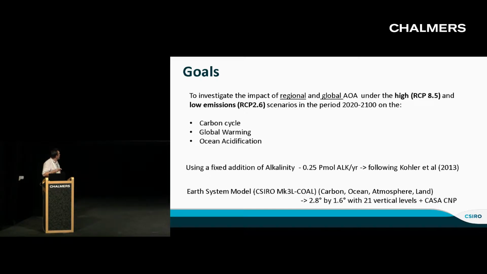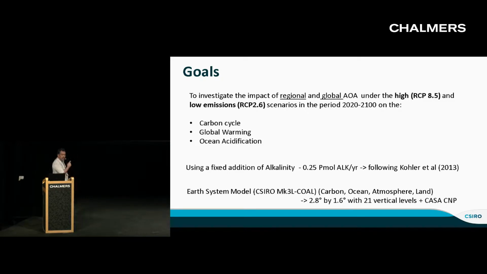So we're looking at ocean alkalinity addition under high and low emission pathways, 2.6 and 8.5, and we're looking at both global addition in the ice-free ocean and regional addition. If we put it in some places, are they more efficient than others, and how does that play out? We're using a fixed addition of alkalinity, 0.25 petamoles. That number is very similar to a number that Peter Kohler used and David Keller used in a previous paper, somewhat related to shipping capacity. But I don't want you to focus so much on the number, more on the comparison between the regional and the global and the difference between the emissions pathways.